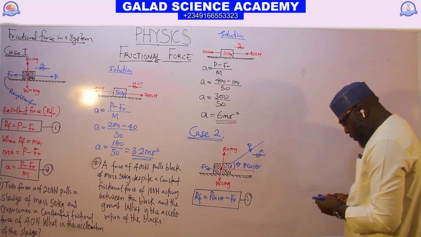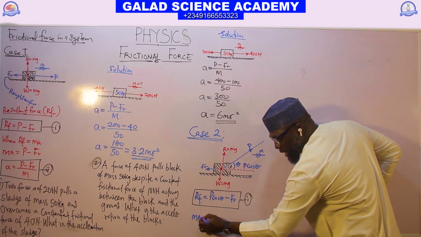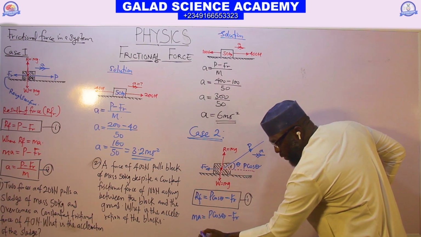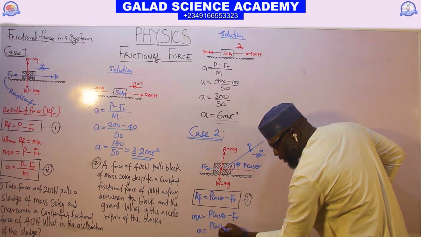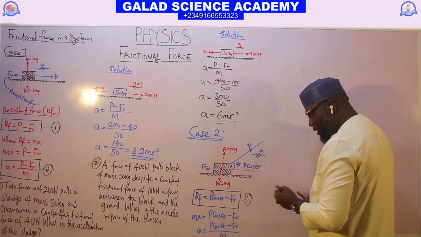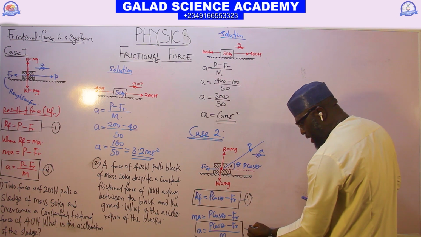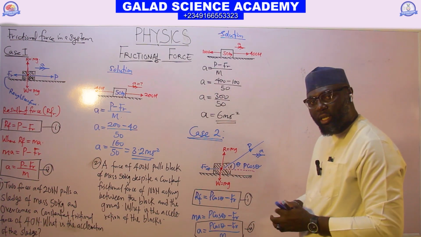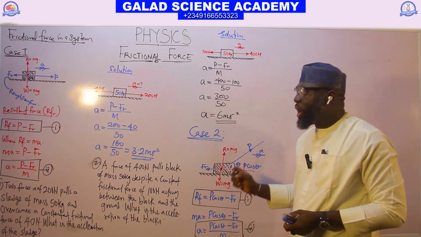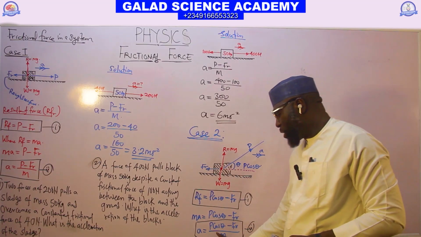So in this case 2, you can change this resultant force to ma, to have ma equal to P cos theta minus Fr. From this, a is equal to P cos theta minus Fr over m. So this is the formula for acceleration where the force is inclined to the horizontal plane. When the force is parallel to the horizontal plane, there's no need for us to apply cos.